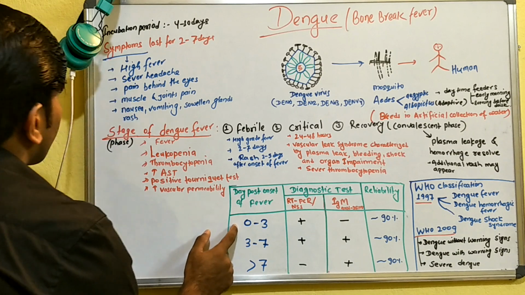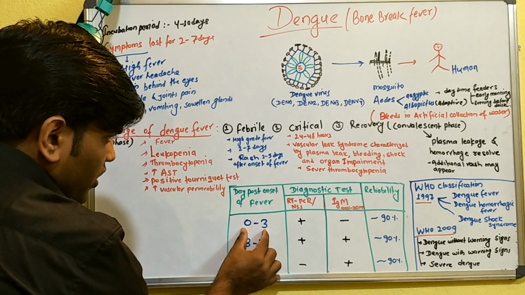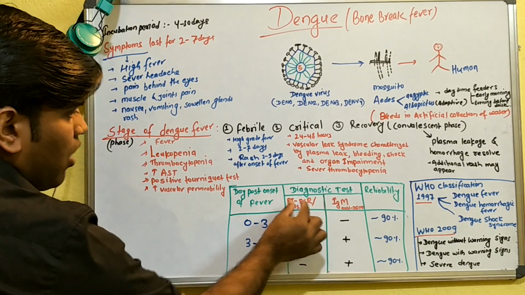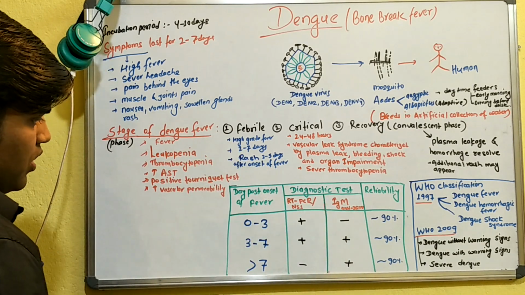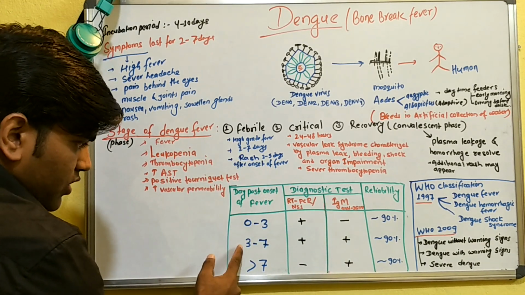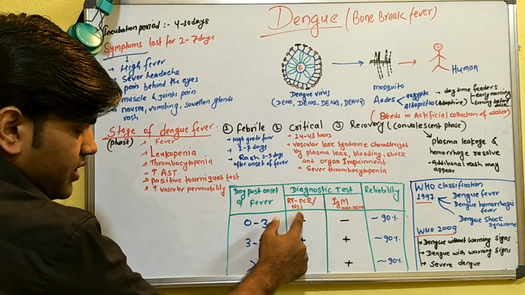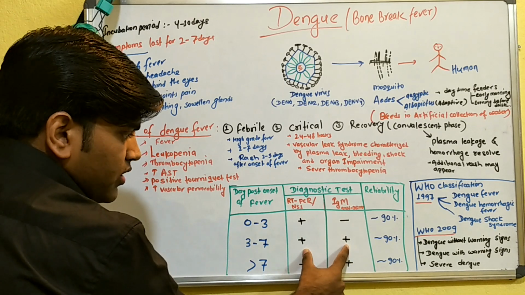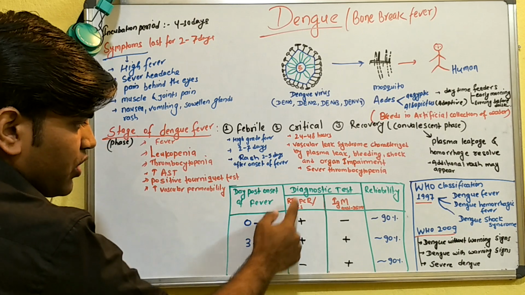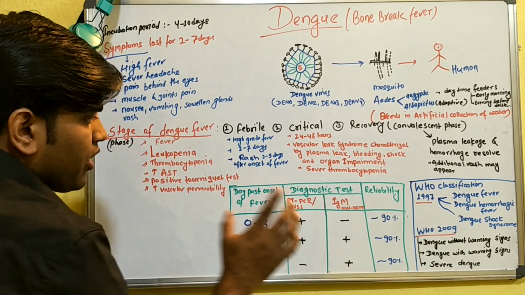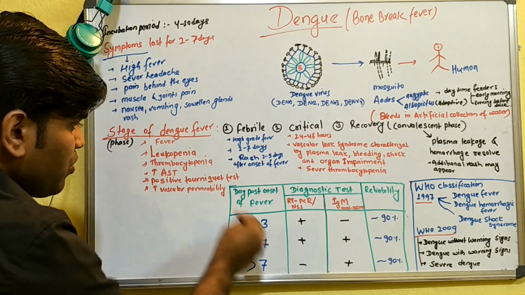After the onset of fever, in the first 0 to 3 days, if you do the NS1 protein or RT-PCR, it will be positive, but the IgM antibody will be negative. When it goes to 3 to 7 days, NS1, which is a non-structural antigen, will be positive, and IgM will also be positive. But after 7 days, NS1 and RT-PCR will be negative, but IgM will be positive. You need to understand where you are when you are testing the person.